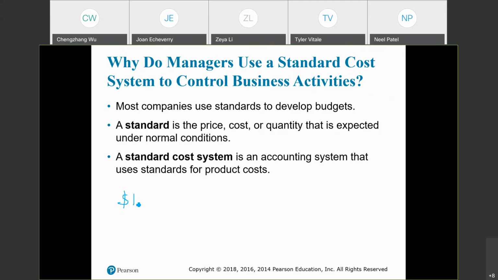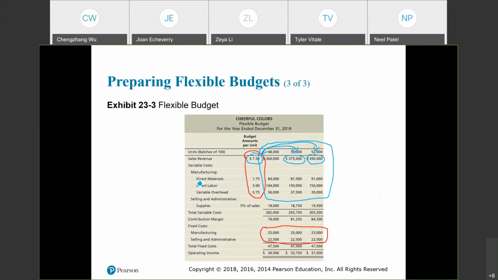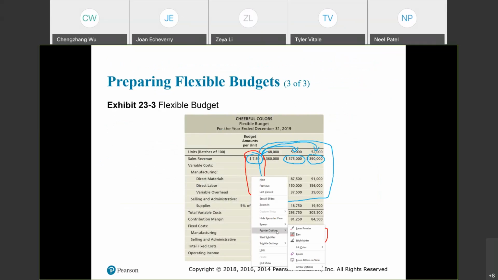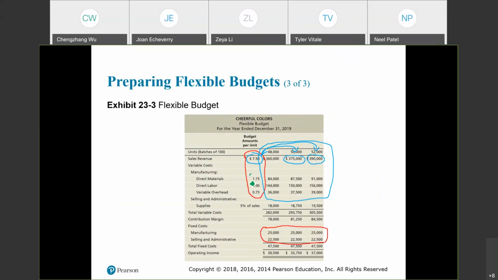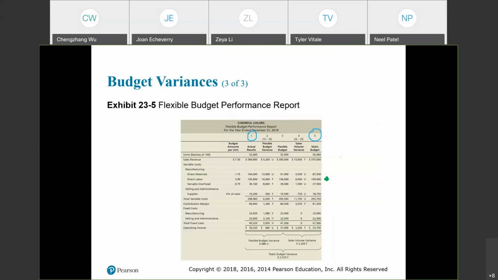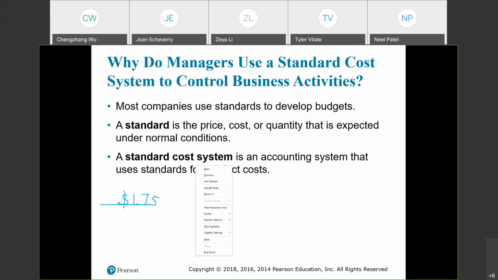The standard cost for direct material is $1.75. These amounts can be found in the previous slide. That is this one. You see the standard for direct materials right here. The number highlighted in green is the standard cost for direct material, and it is carried in to the next slide. This is the standard cost in terms of direct materials. And we use another term, budget, to indicate the total amount.